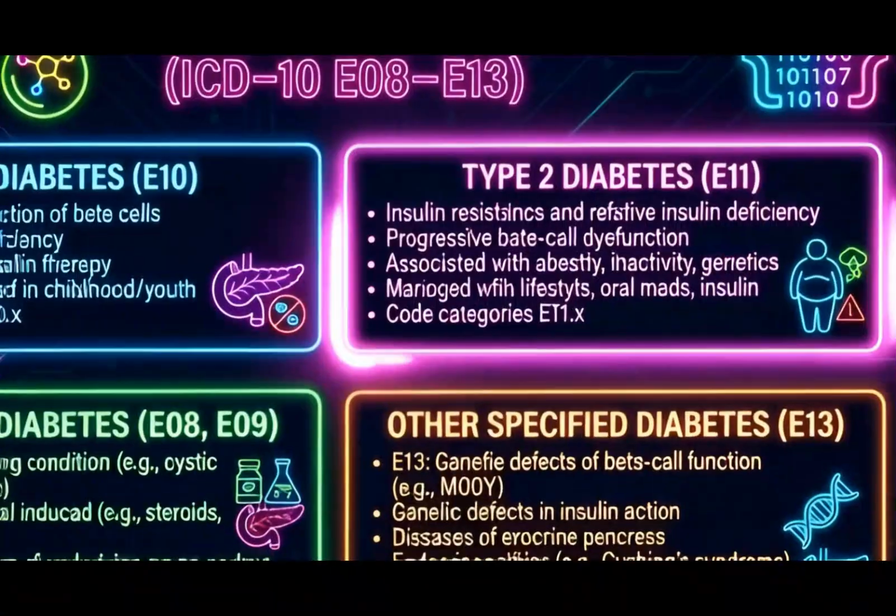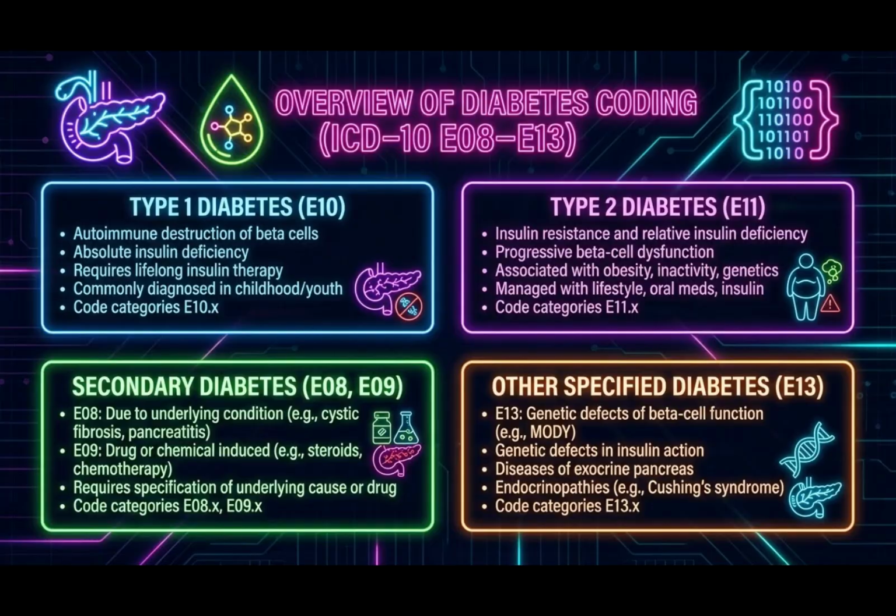Type 2 diabetes, E11. Next is type 2 diabetes, coded as E11. This is caused by insulin resistance and a relative insulin deficiency with progressive decline of beta cell function. It's commonly associated with obesity, inactivity, and genetics. Management may include lifestyle changes, oral medications, or insulin. All type 2 diabetes codes fall under E11.X.